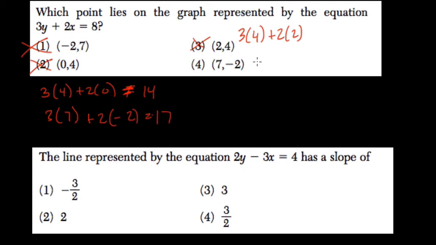Let's try it. We have 3 times negative 2 plus 2 times 7. It's negative 6 plus 14, and that is 8. That's our solution.